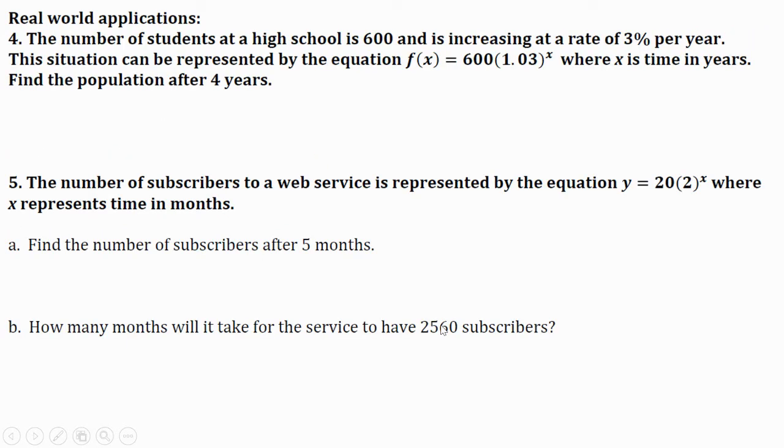All right, now it says, for these real world problems, the number of students at a high school is 600. It increases at a rate of 3% per year. And then it gives you the equation, where f of x starts at 600 with a 3% rate of growth, where x is time in years. Find the population after 4 years.